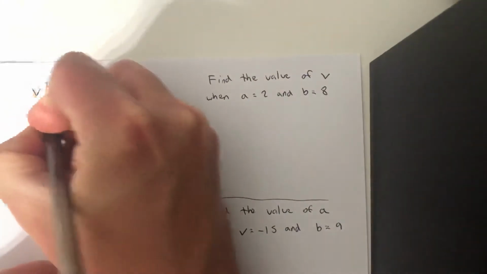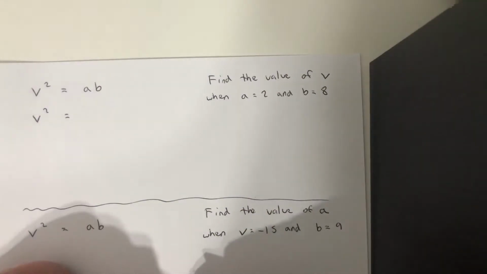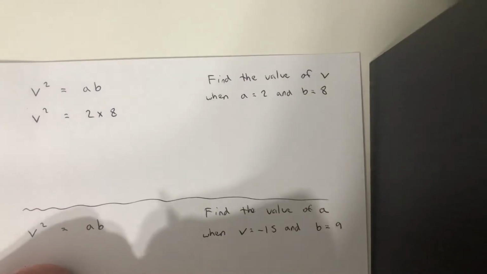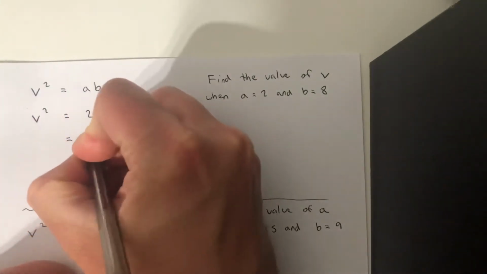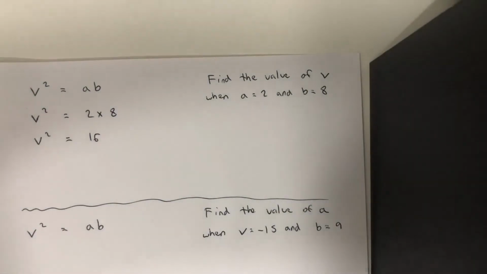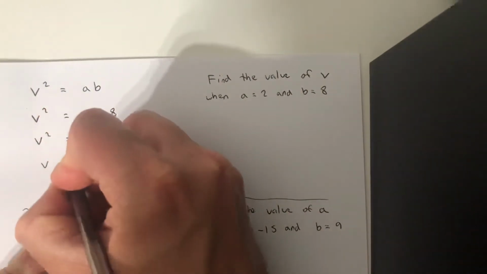So let's just write it down. V squared equals 2 times 8. Okay, well, I know what 2 times 8 is, and I know you do. It's 16, so V squared equals 16. So what number times by itself gives you 16? The answer is, of course, 4.